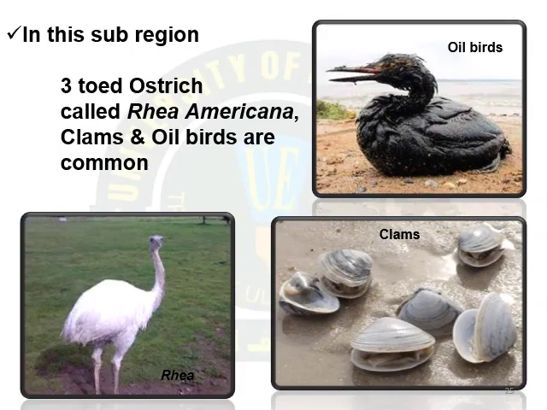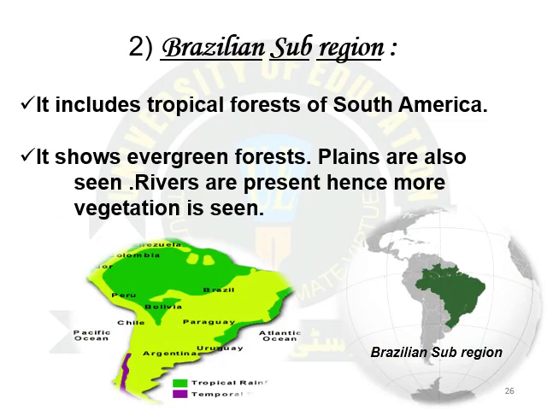In this subregion, the peculiar fauna includes the three-toed ostrich, which is also known as Rhea americana. Clams and oilbirds are also common in this area. The second main region is the Brazilian subregion. It includes tropical forests of South America. It shows evergreen forests. Plains are also seen, rivers are present, hence more vegetation is seen.